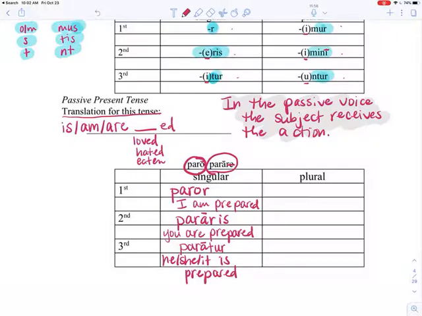Okay. On first plural, again, para. We have our macron over the A, and this is mor. So paramor. And this is we are prepared. Okay. Second plural, again, para. And we're going to add mini. So M-I-N-I with a macron at the very end. And this is y'all are prepared.